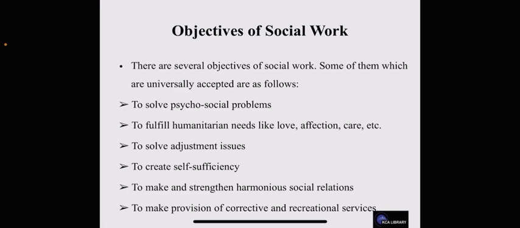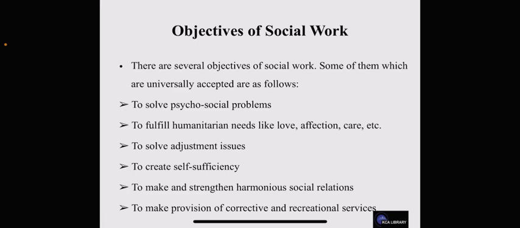Now another objective of social work is to solve adjustment issues. Any issues that need to be adjusted socially, social work is there to solve that. And another objective under social work is to create self-sufficiency. If we look at it very well, we can easily agree to this: social work is there to create self-sufficiency, being able to be sufficient on your own. When we talk about social, it's just about helping people or helping the society, to be self-sufficient socially. So that is one of the objectives of social work.